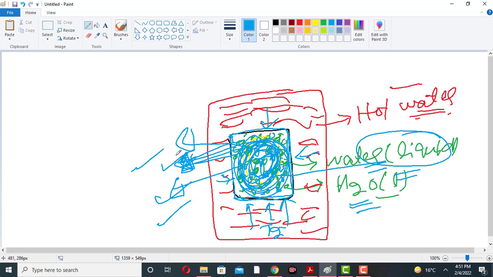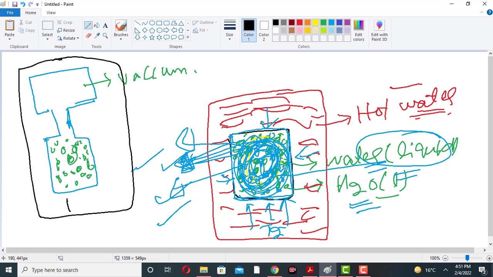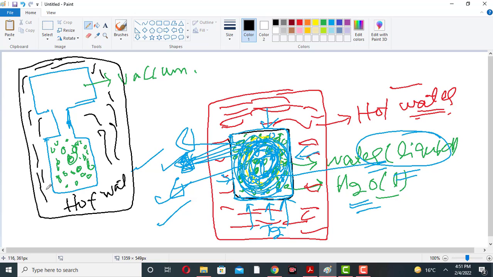Similarly, take another example. Take water. This is liquid water, and this is the vacuum. Now put this whole container in hot water. This is the hot water. So heat will transfer from the hot water to the cold liquid water. So in this case water vapor will form.